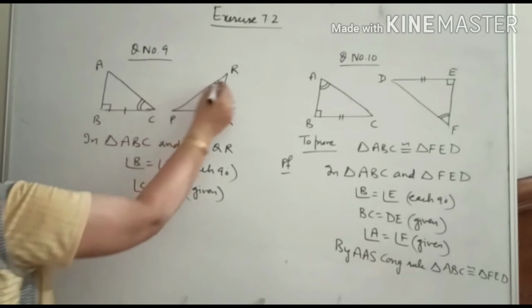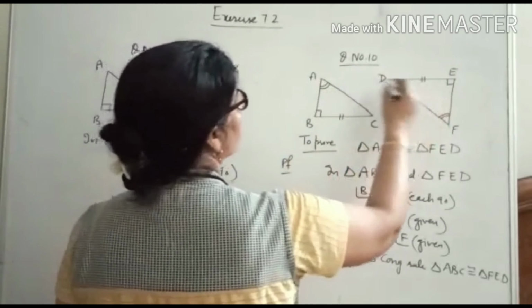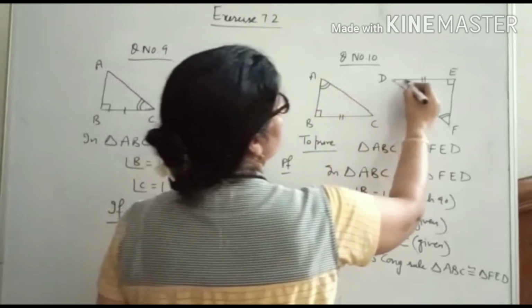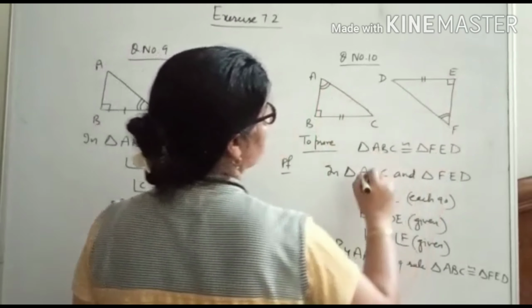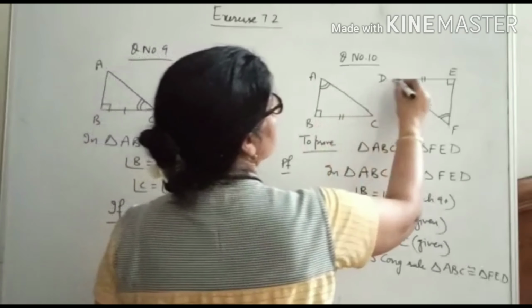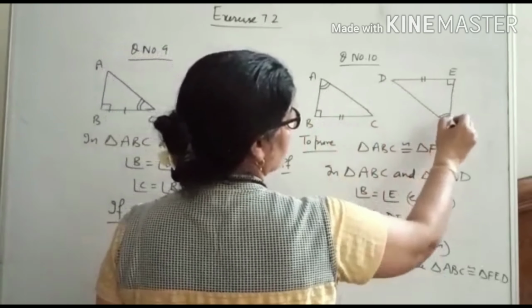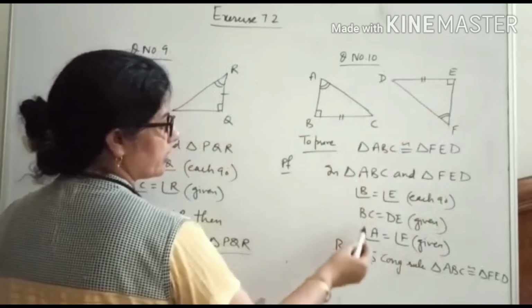Now see here also two triangles are there. See here, first see the angle. Here 90 degree angle, here also 90 degree angle. Here 2 marks are there, here also 2 marks are there. Here this side and this side they are equal. So 2 angles, one side. 2 angles and one side. So by the AAS congruence rule, the triangles will be congruent.